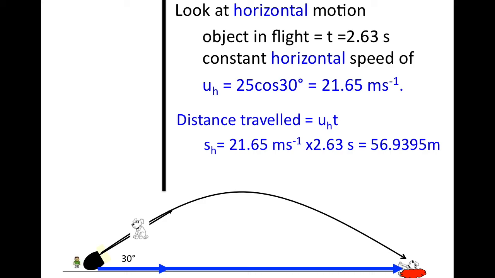So the distance traveled is 21.65 meters per second, and that is taken from the initial velocity of the horizontal motion, and then we multiply that by time, and that would give us a total of 56.9395 meters, or 57 meters.